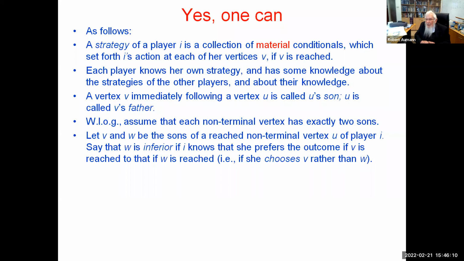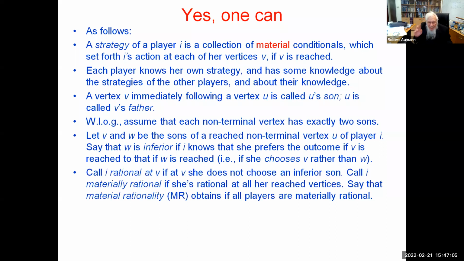Now, I'm going to use the word choosing, but that is a definition. I say that I chooses V rather than W if V is reached and not W, because there are different sons. So whenever you see the word choosing, you just substitute: if the son V of U is reached, then I chose V. It's just a matter of talking.